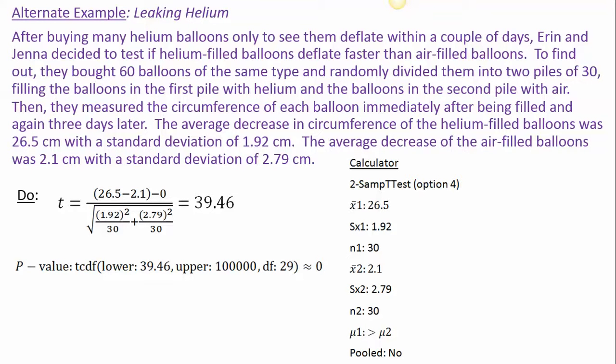Of course, you can also run the whole thing in your calculator by finding the 2-sample t-test, plugging in all the information that you know about each individual population, identifying that we want mu1 to be greater than mu2, and that the data is not pooled. That is a big one. Make sure that you say no on pooled. The calculator then gives you that t is equal to 39.46, our p is equal to 0, and our degrees of freedom are 51.4.